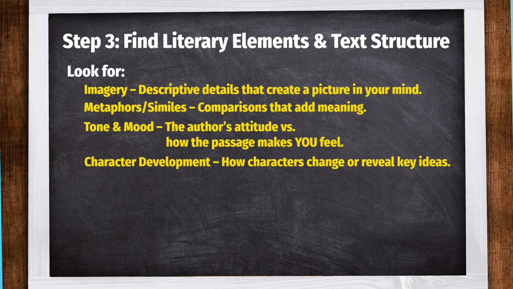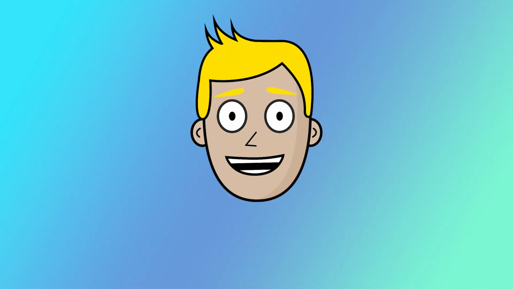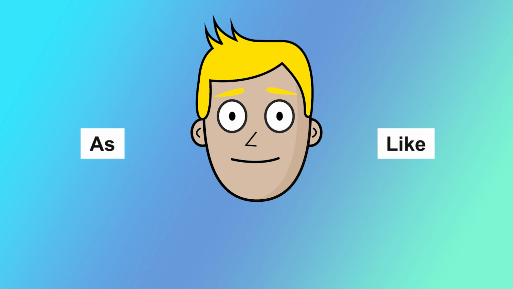If you need a refresher on the most common literary devices, check out the video series in the top right corner. Here's a quick hack for you. If you see words like as or like, you found a simile. If the author compares two things without using like or as, it's a metaphor.